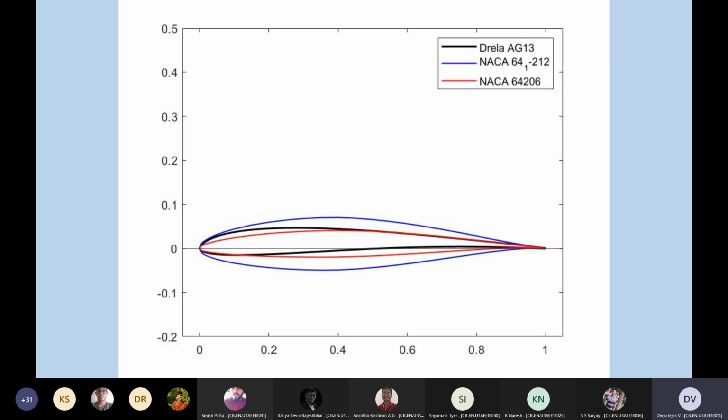And we compare three airfoils: Delta AG13, NACA 641212, and NACA 64206. This airfoil's drag bucket didn't match our required drag bucket, and NACA 641212's thickness is very high, which is not suitable when we are having Mach numbers both around 0.9 and 1.5. So we went with the AG13 airfoil.